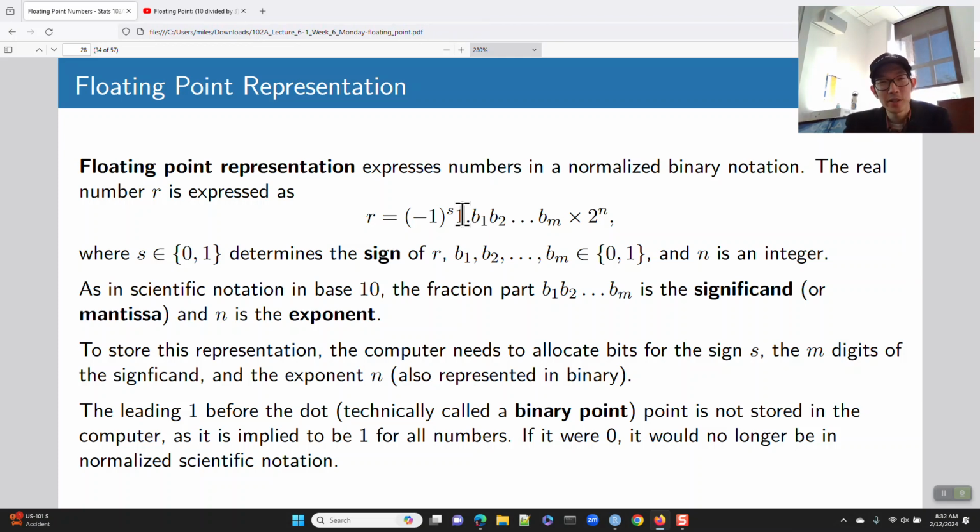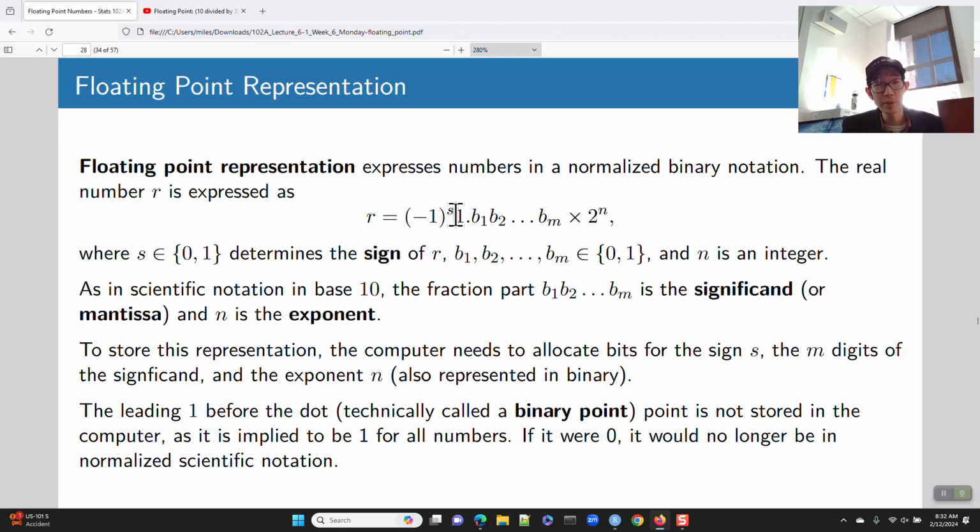And so in floating point representation, you're going to have 1 point something something something times the exponent. In binary, it's going to be 2 to some power. And then you also have a bit for the sign: is this a positive number or a negative number? So we have 1 bit for the sign, m bits or digits for the significand, and we also have some bits stored for the exponent, meaning what power of 2 are we multiplying by?